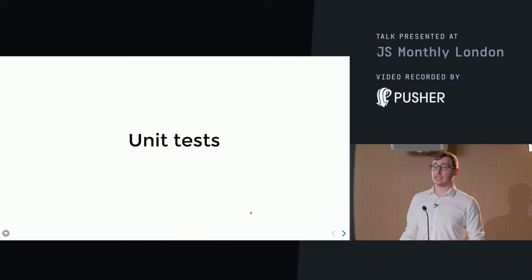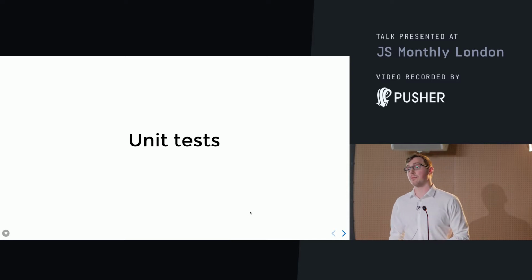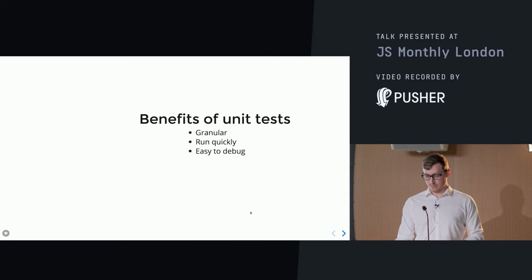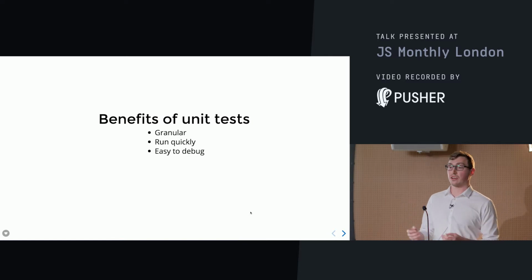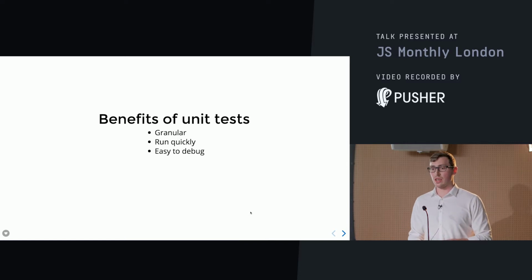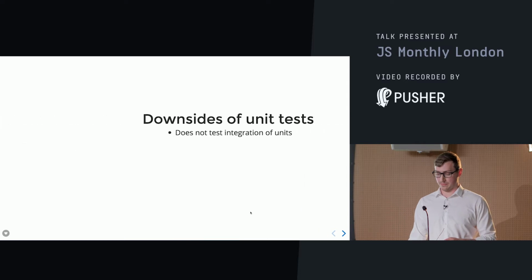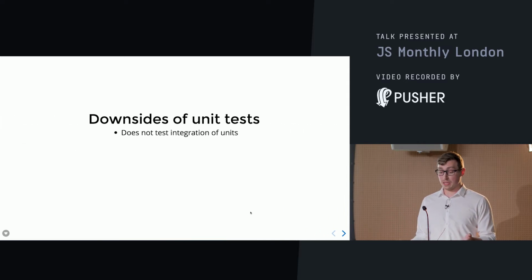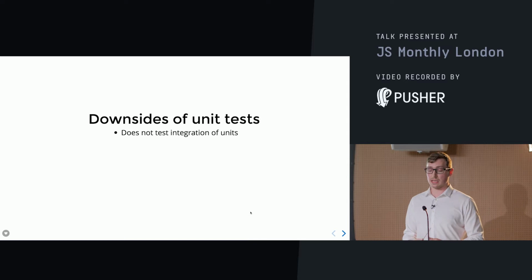So finally, you come to unit tests, which are the meat of any component-based application. The benefit of unit tests is that they're granular. They test the small details of your project. They also run quickly, so you could have a suite of 5,000 unit tests running in 30 or 40 seconds. And when they fail, they're really easy to debug. This leads to a quick iterative cycle when you're developing your code. And the only downside I can think of unit tests is that they don't test the integration of units. But if you supplement your unit tests with end-to-end tests, you should have this covered.